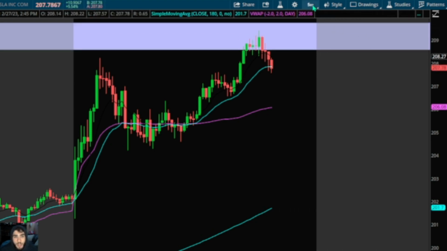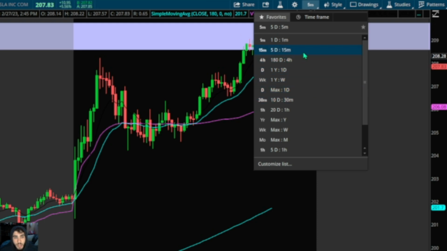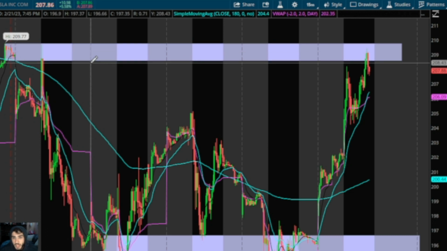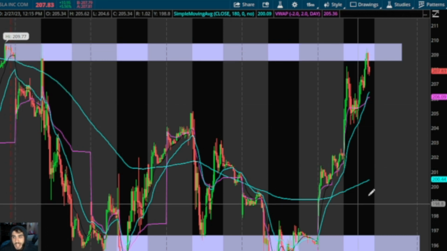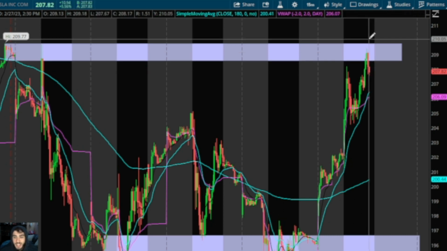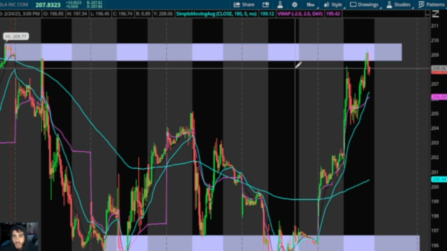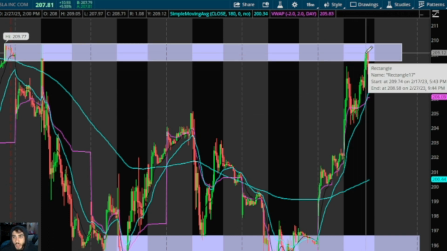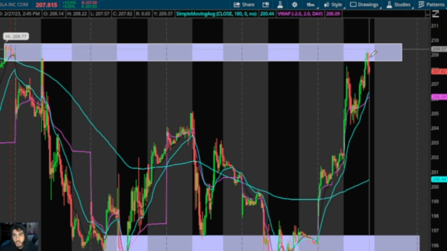On Tesla, this was our 15-minute supply zone. As we can see, we charted this out at this 209.77 area. We came up. We ended up touching the zone and rejecting. And this is exactly why zones work, because previous sell orders were sitting here, price entered the zone, and sellers were filled, pushing the price down.